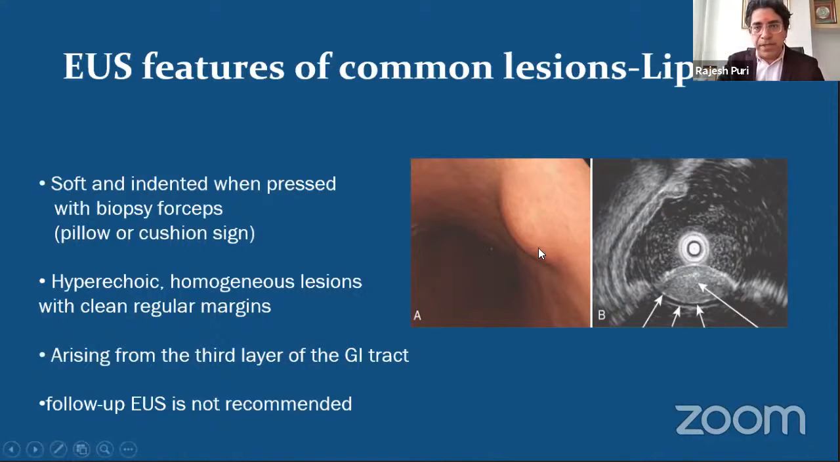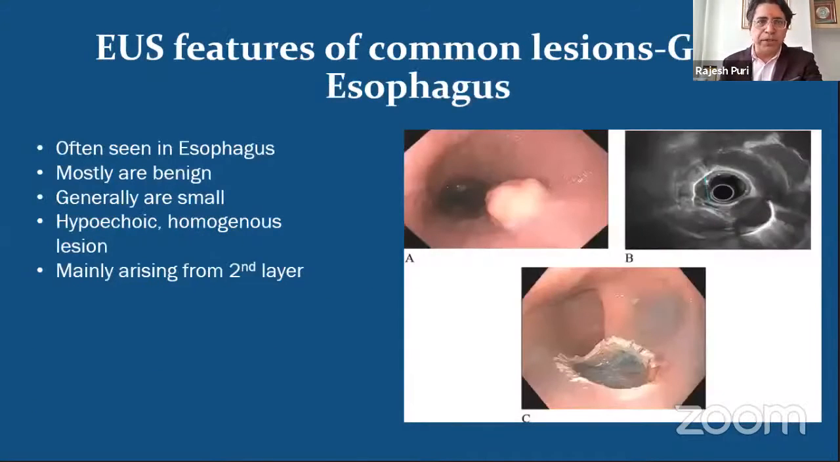So you have a subepithelial lesion, which is hyperechoic. This is the muscularis propria. In comparison to that, it is hyperechoic, originating from the third layer, no vascular signal, homogeneous. The diagnosis of lipoma is there. You don't require to take biopsies and you don't require to follow up these patients.